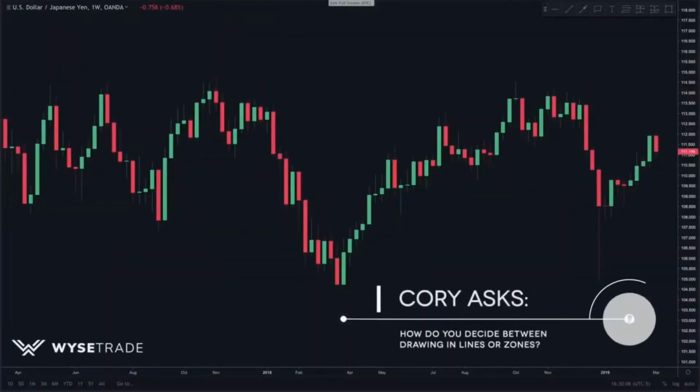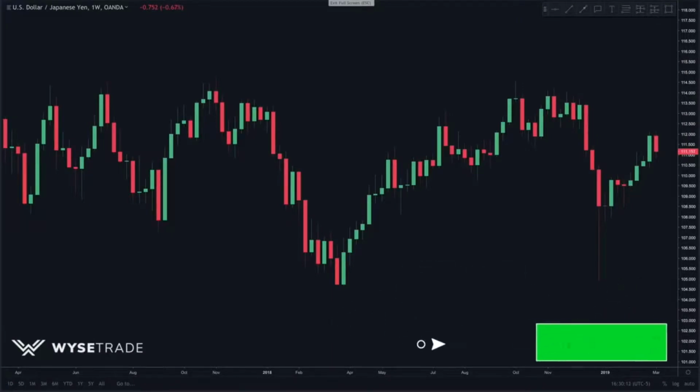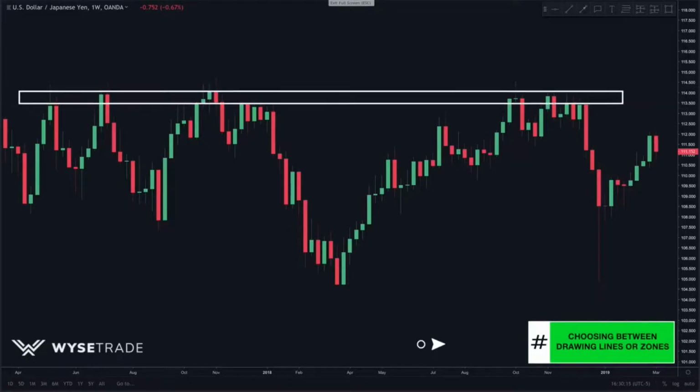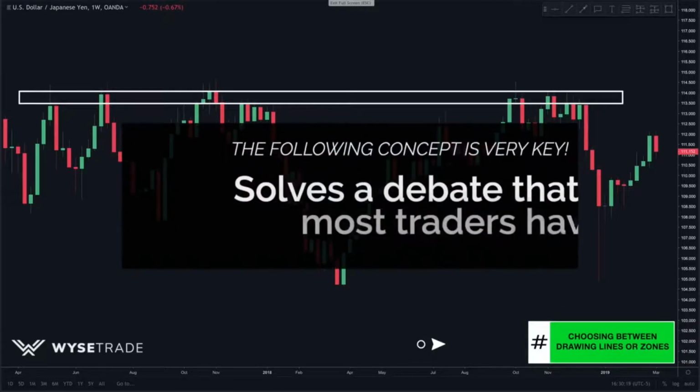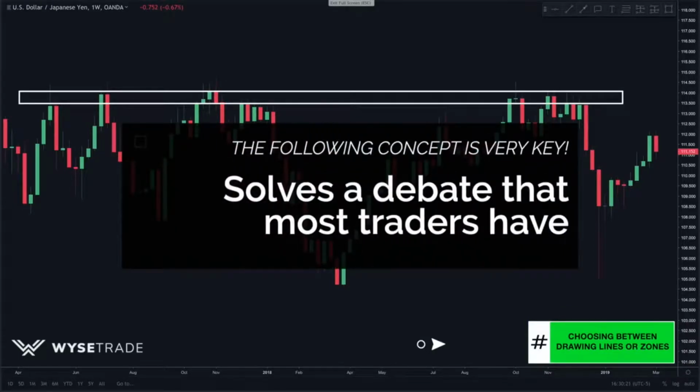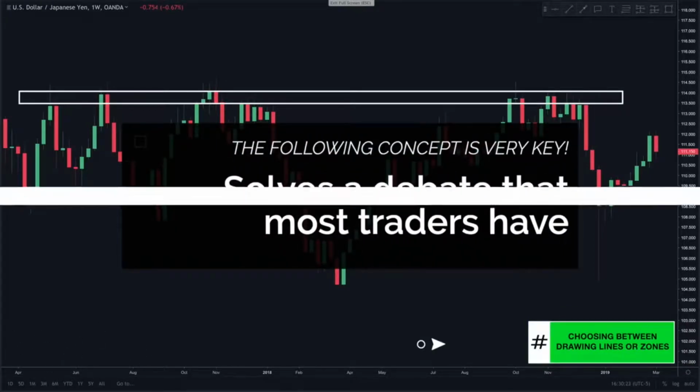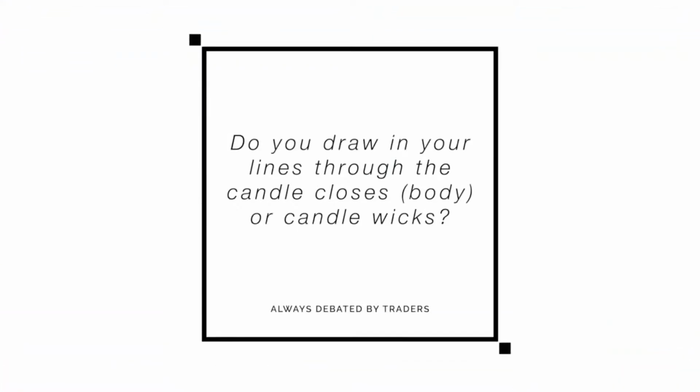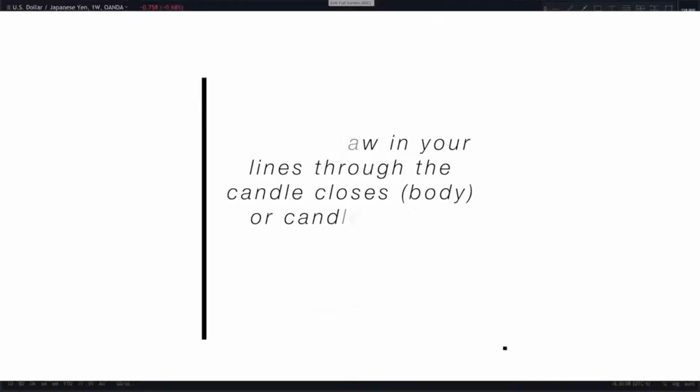So another question we always get asked is how do you know when to draw in lines or zones? So here is the dollar yen. Along the top, you should be able to spot this key level of resistance here. Now, the concept we're about to show you also helps solve another debate that most traders have, which is, do you draw in lines at the candle closes or do you draw your lines in through the candle wicks?